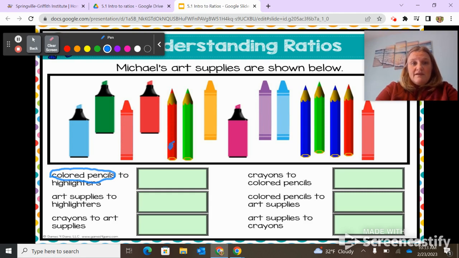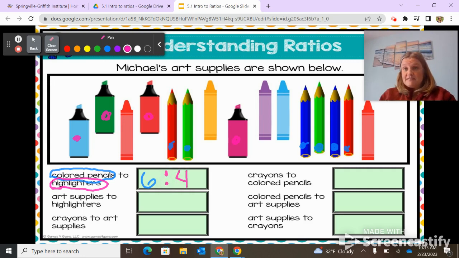I've got 1, 2, 3, 4, 5, 6. So I'm going to write down 6. And then I'm going to choose another color, maybe pink this time, for highlighters. Okay, so I've got 1, 2, 3, 4 highlighters. Okay, so we have 6 to 4. That would be an example of a part to part. Okay, let's do our next one.